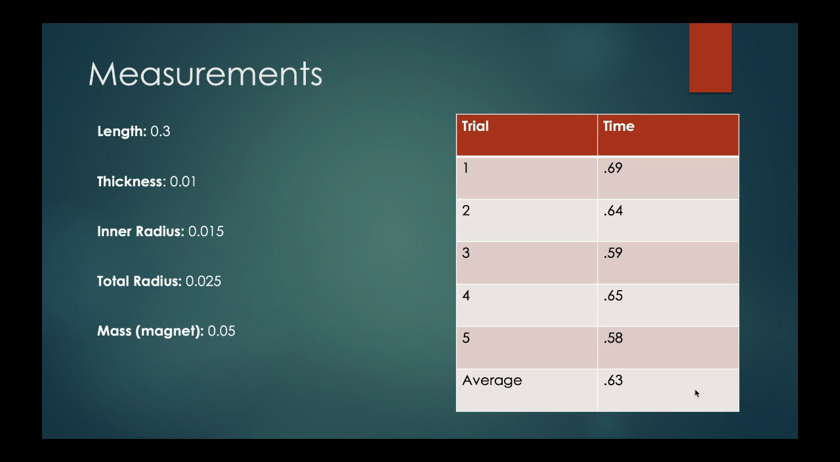So these are the different measurements I measured from the actual physical part of the lab. Over to the left was just the dimensions of the aluminum foil, as well as the mass of the magnet. And then over to the right is the time for the trials that I physically did, and the average is shown there below. And then using this data, we can compare it to the coded data to see how accurate it is.